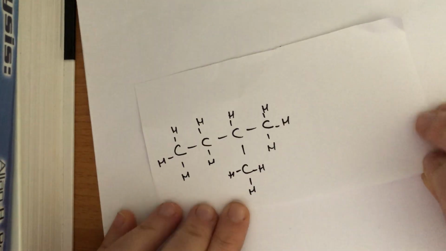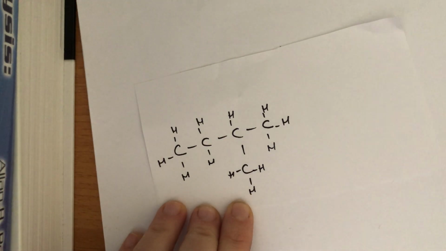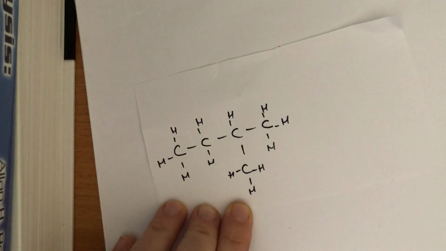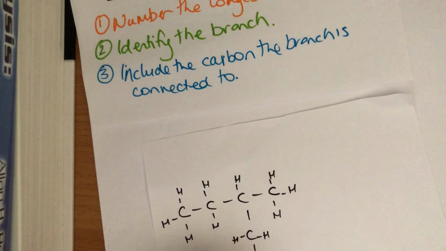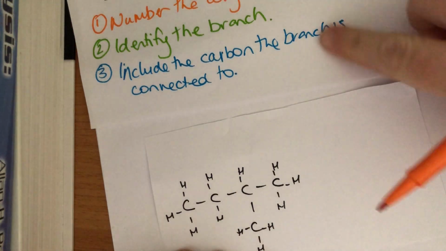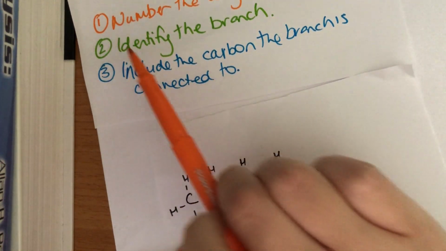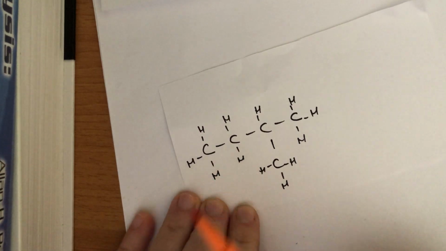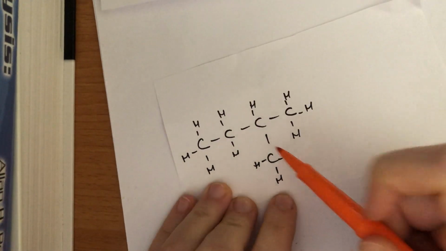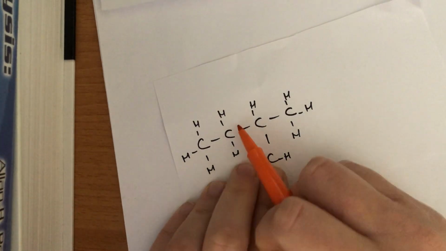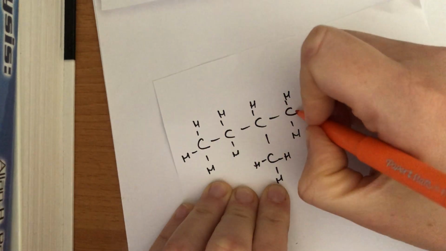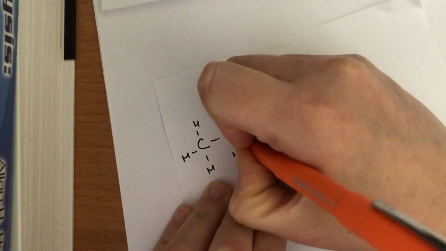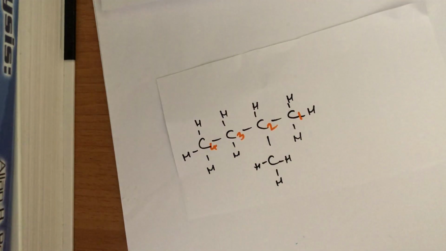So the first example, we've got this molecule which looks like this. We've got our 3 rules. The first rule is to number the longest carbon chain, and we want to number it closest to the branch. The branch is over here, and we want to number it closest to this. So we number it this way, 1, 2, 3, 4. So that's our first rule.